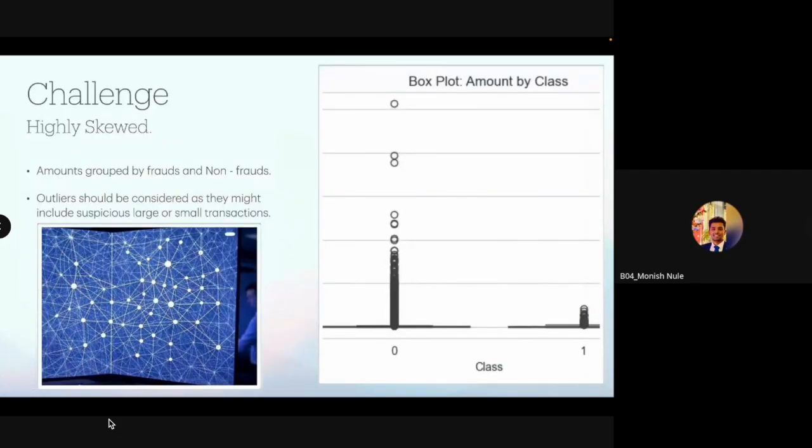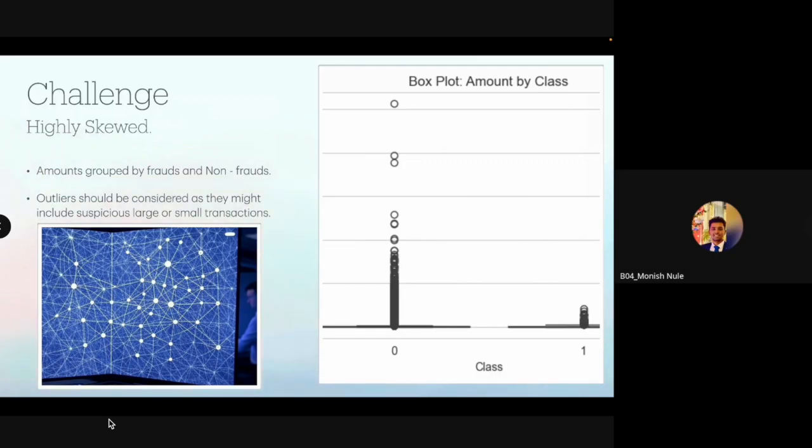So this is the challenge. How do we handle this challenge? We can see amount by class also. The zero class, non-fraudulent transactions, has outliers with higher numbers, while fraudulent transactions have low amounts. So how do we handle this? These outliers should be considered, as they include suspiciously large values.